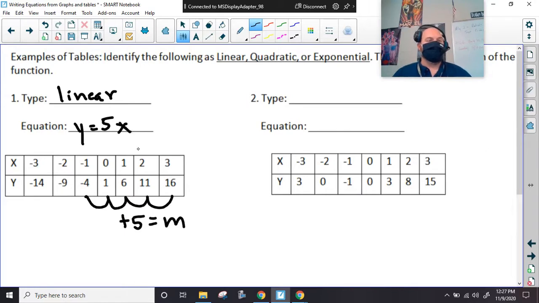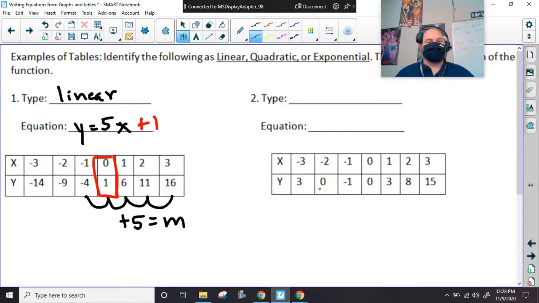Okay. Now, our B is our y-intercept. That means that it's the y value when x is 0. So what is this y value right here? 1. So our equation is y equals 5x plus 1. Okay. Not too awful bad. Yeah, linears are easy ones. Okay.